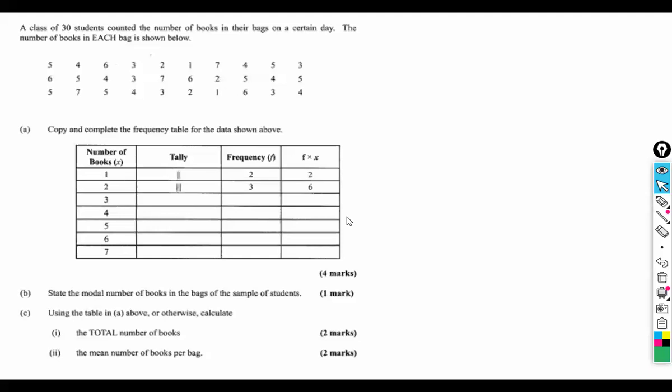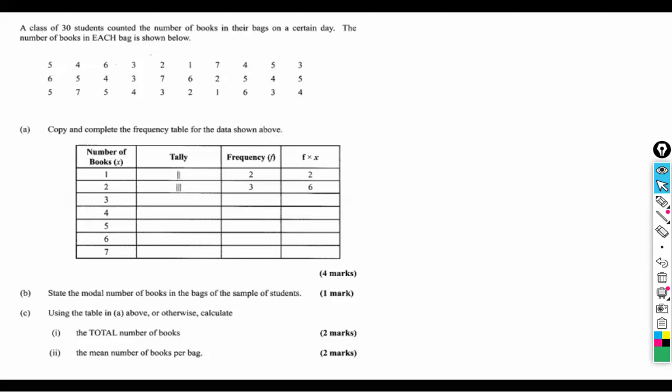All right, so here we have a very strange looking question. And this question sometimes comes for CXC, and sometimes it comes for your Form 2 or Form 3 exam. It's called the NCSE exam. It's a pretty easy question, it's just a little long.